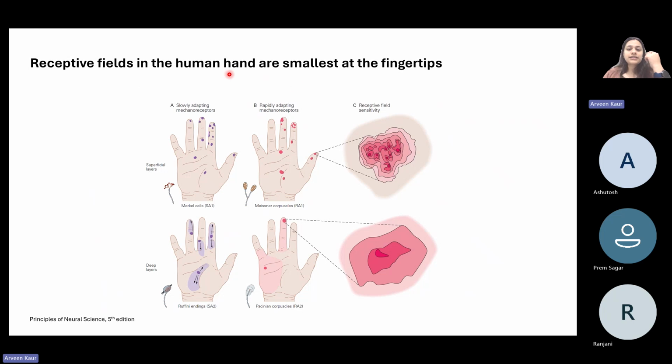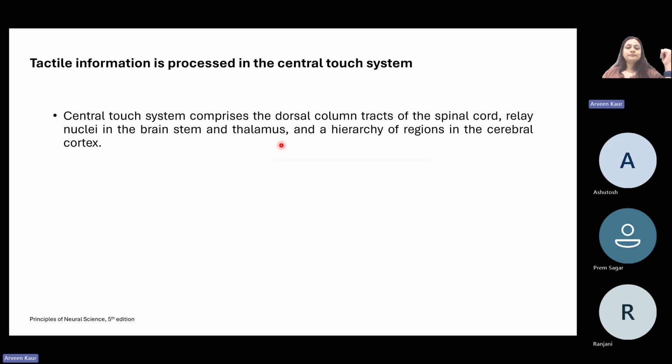So receptive fields in human hands are the smallest at the fingertips, right? For instance, at the fingertips, I can feel very minute sensations, but at my palm, I will not be able to; the receptive field will be larger, right? Fewer neurons will be present over here than there, right? So they are more densely packed in the fingertips. There are more nerve endings over here than at the palms, right? Because over here we use our fingers for fine motor activities also, right?